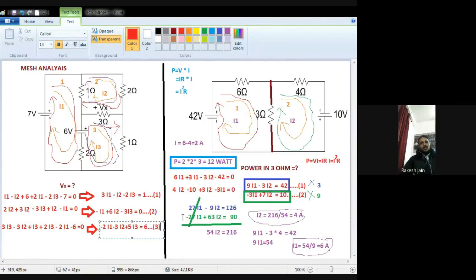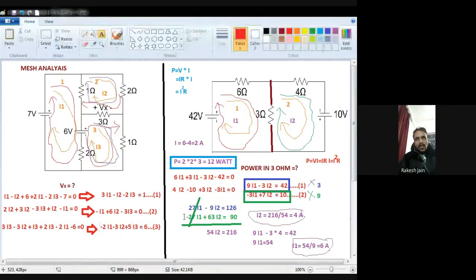Can you understand all of these three equations? By the solution of these three equations, we will find out the value of Vx. How we will do it, we will discuss in the next class, because my class time is over. Can you understand how to write the equation for mesh analysis? Yes, sir. Very good.